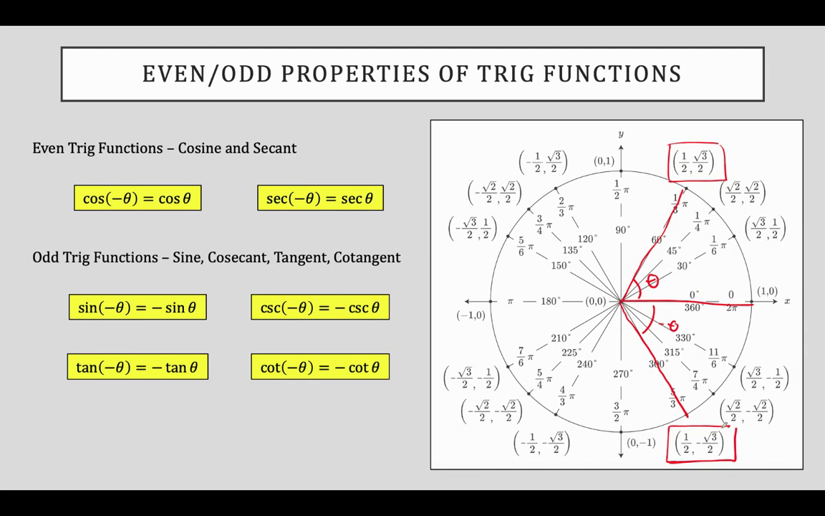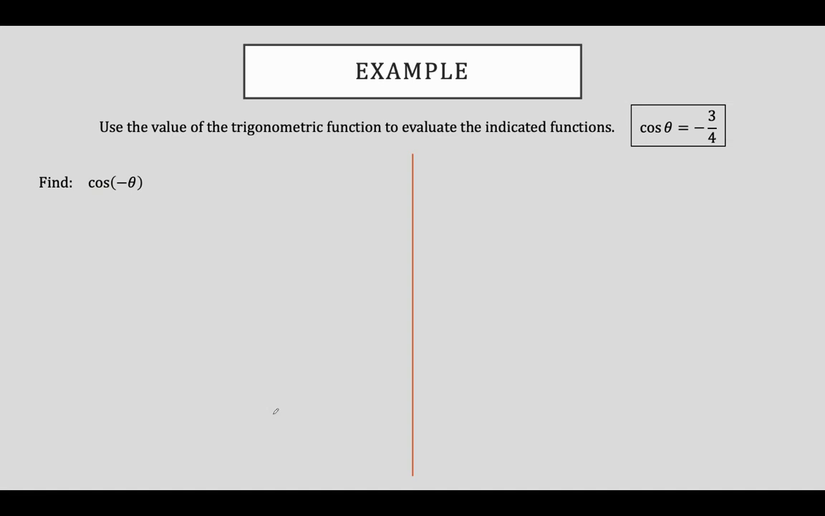So those are going to be opposites of each other as well. The tangent of negative theta is equal to negative tangent theta, and that means its reciprocal is also going to have this odd property. So this can help us when we are trying to evaluate a trig function of some negative angle when we are given a piece of information about the positive angle. So, for example, use the trigonometric function to evaluate the indicated functions.